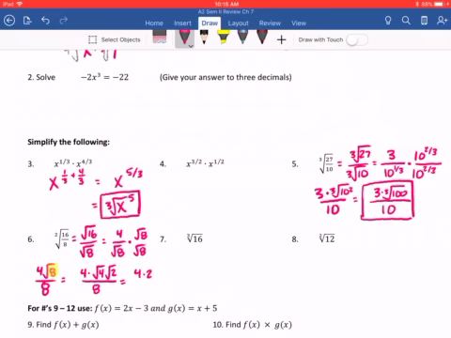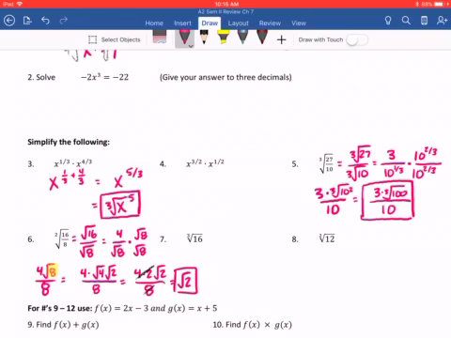So we get 4 times 2 times the square root of 2 over 8. And then 4 times 2 is 8, so this will end up being 8 divided by 8, which is 1. So it turns out that this and this will cancel, and our final answer will just be the square root of 2. Okay.